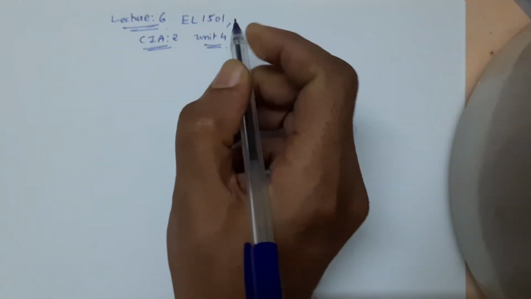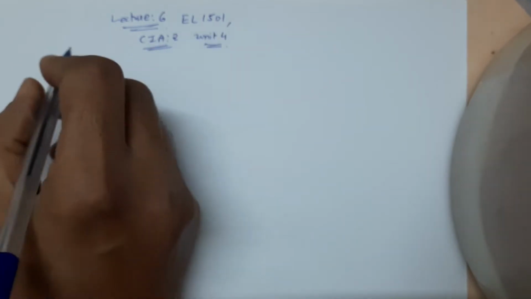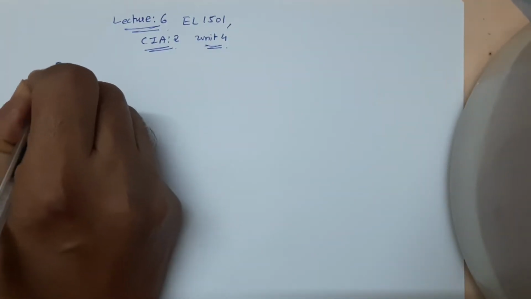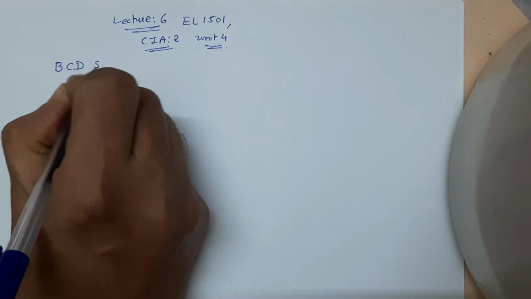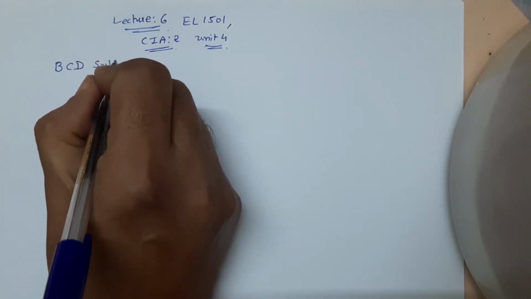Now, this is our lecture number 6, paper EL1501, CIA2 examination point of view for the exam CIA2 and unit 4. Our next topic is BCD subtraction.